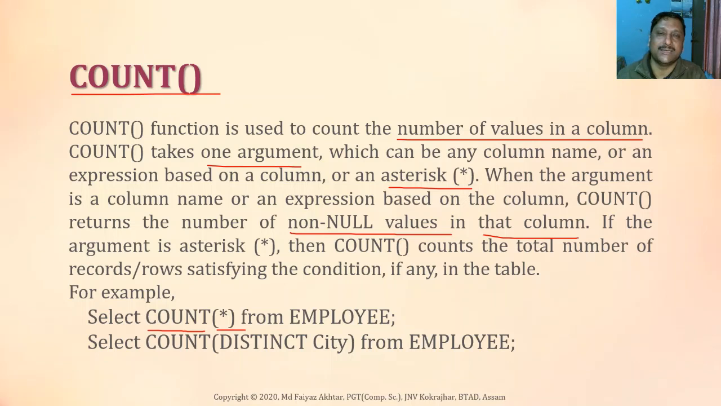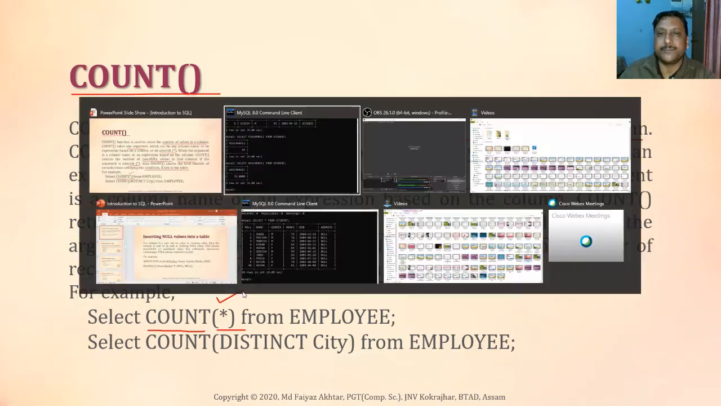Okay, except the null values. If the argument is an asterisk, then it counts the total number of records or rows satisfying the condition in a table. If asterisk is given in the count, then it will count the total number of rows, not the values in a particular column, but the total number of rows. You can see an example here.